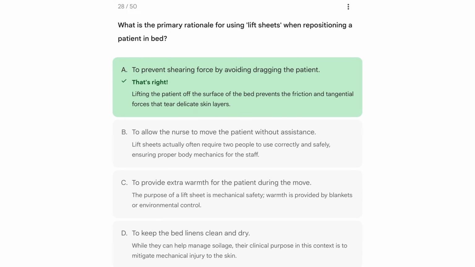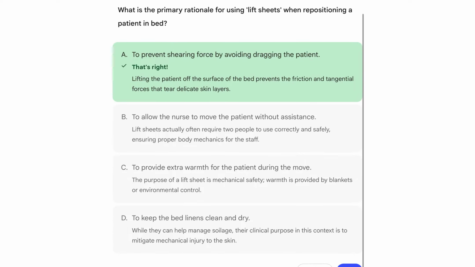Option B, to allow the nurse to move the patient without assistance. Actually, you are lifting at least the draw sheet, right? Are you understanding? You are lifting the draw sheet. That means it is assistance only. Clear? Without assistance, it is wrong. You are doing assistance only by lifting the draw sheets, right? Okay, I hope everyone understood about this one.